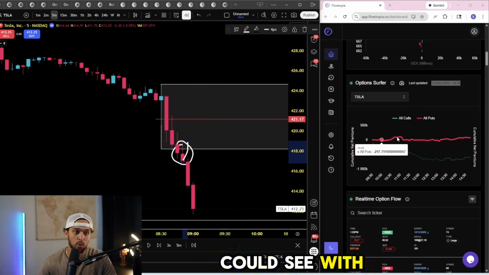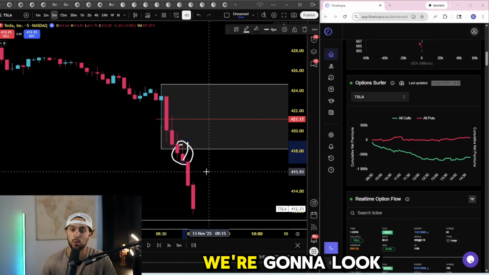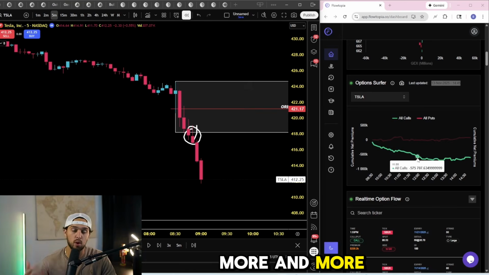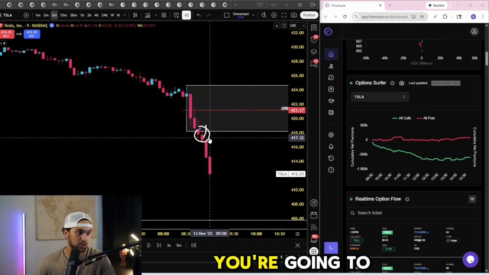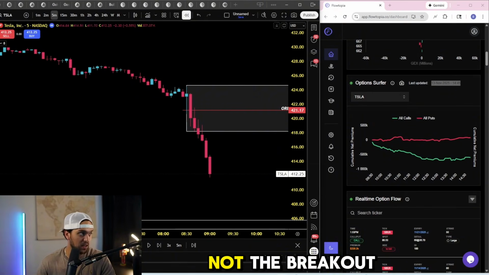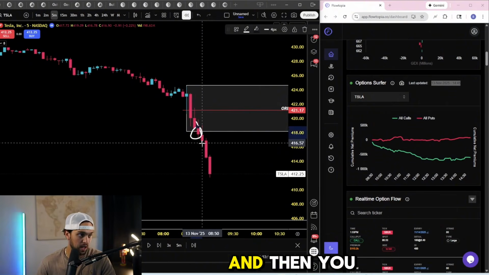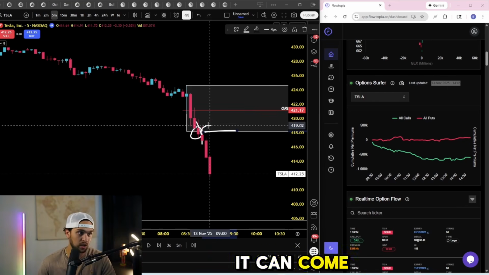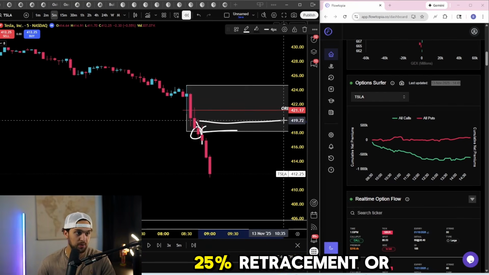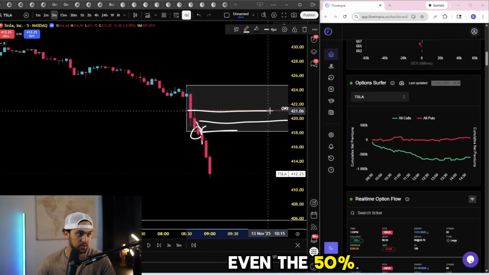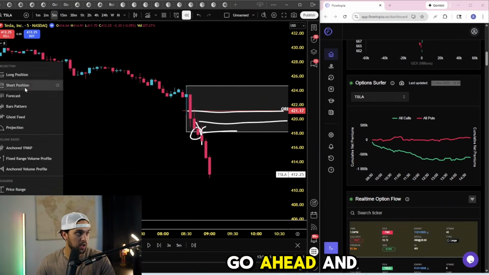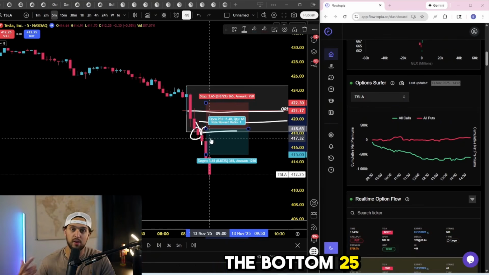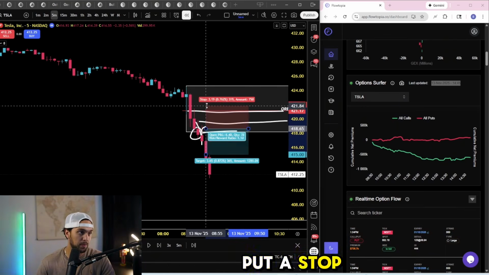And then you can see with option surfer being bearish, we're going to look for more downside. Calls were just continuing to go down, so I was more and more bearish. What this is going to look like is you're going to enter off of the retest, not the breakout. You want it to break out right here, and then come back somewhere inside of the range. It can come back to the bottom of the range, the 25% retracement, or even the 50% retracement. Go ahead and enter a short position somewhere around the bottom 25 or 50%, and put a stop loss above the 50.